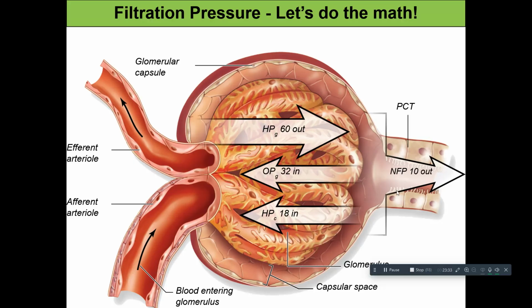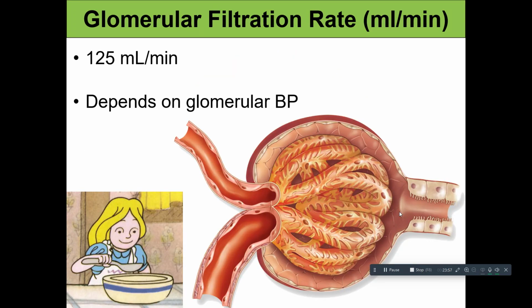And this is actually a really high net filtration pressure, much higher than what we find in regular run-of-the-mill capillaries in other organs, skin, muscle, liver, etc. And this high filtration pressure results in the production of a lot of filtrate. Now, of course, you might be wondering, how much filtrate? Well, we make about 125 milliliters per minute. And that is called the glomerular filtration rate.